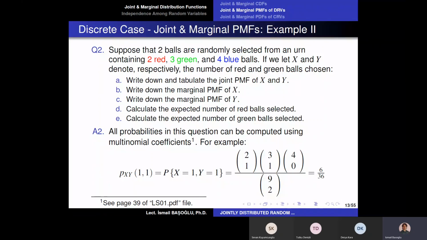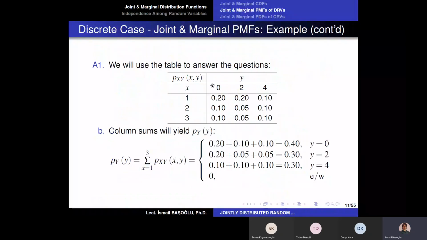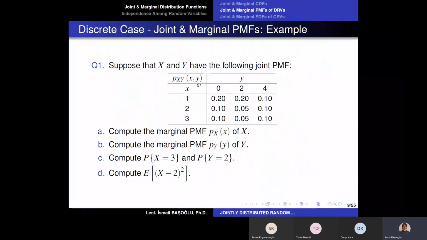So we were studying the joint and the marginal distribution functions. As we have done in all previous chapters, we are covering this chapter in terms of discrete random variables first, then continuous random variables second. We have solved the question in which we were given a joint probability mass function that represents the joint probabilities of two random variables at the same time, x and y.